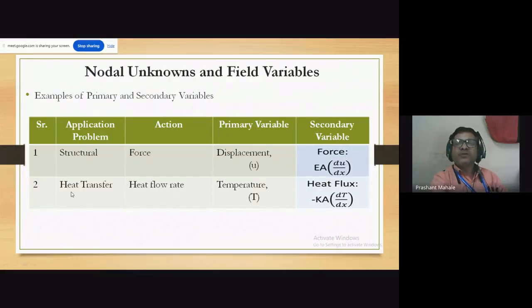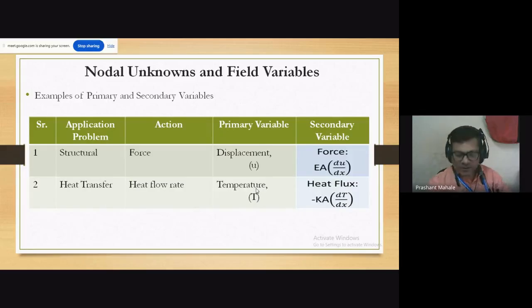Similarly, here in heat transfer analysis, temperature is directly received from the nodal displacement, and this T can then be used in this equation. You must know this equation. What is that? Right? Heat plus K into A. So this equation is going to give you heat flux, heat transfer. So heat transfer or heat flux is the secondary variable, whereas temperature is the primary variable. So this is about the nodal unknowns and field variables.